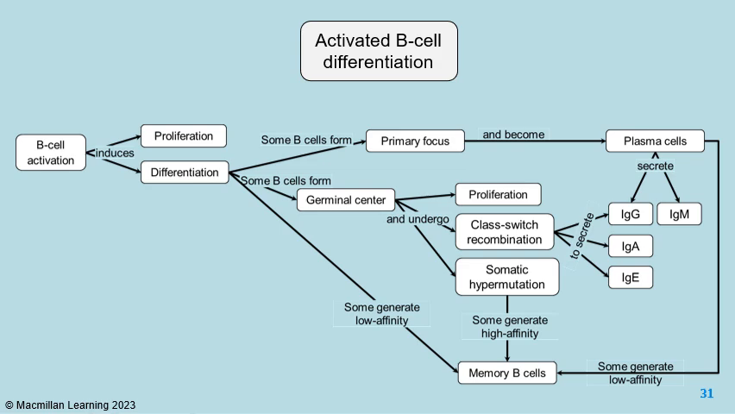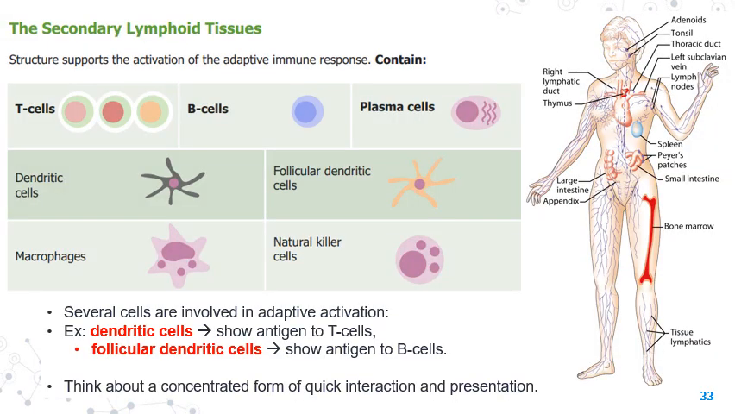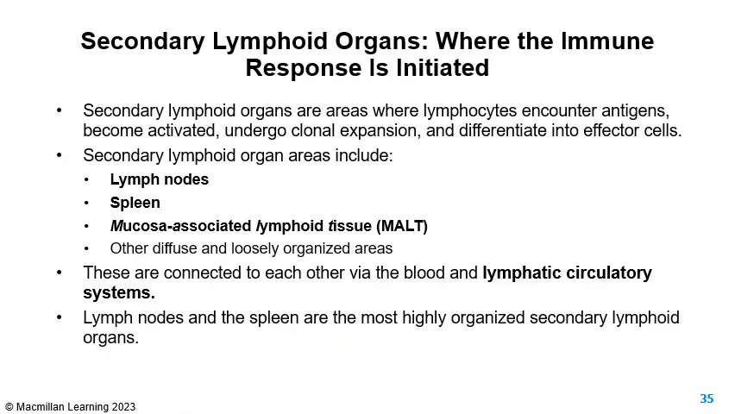Okay, and here's a little summary of what is happening with your B cell activation. Now here, going to the secondary lymphoid tissues. Okay, so more details on the structure and function of those secondary lymphoid tissues. What are the cells you're going to find there? Well, the same cells we have seen before. Okay. And this is from Lecturio. Again, we have seen this before. Okay, and this is from your book. You can read that.